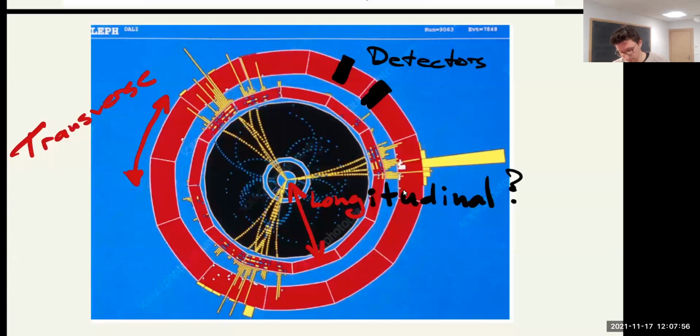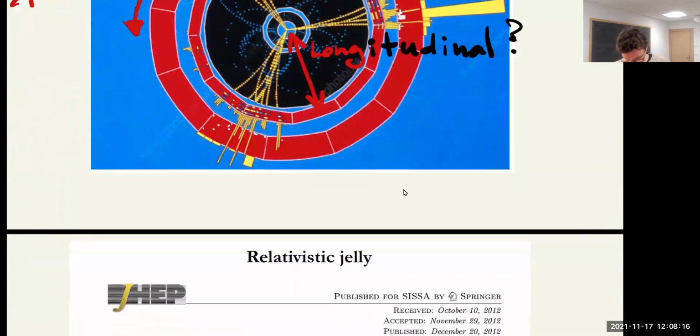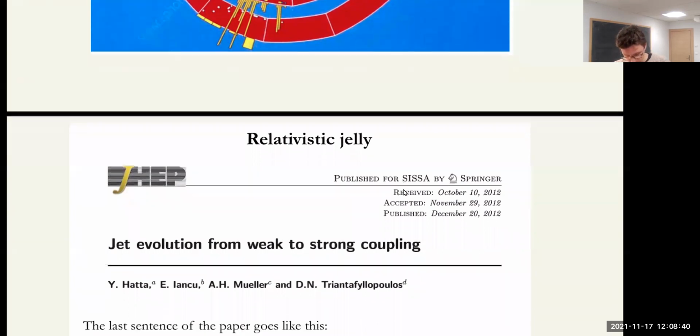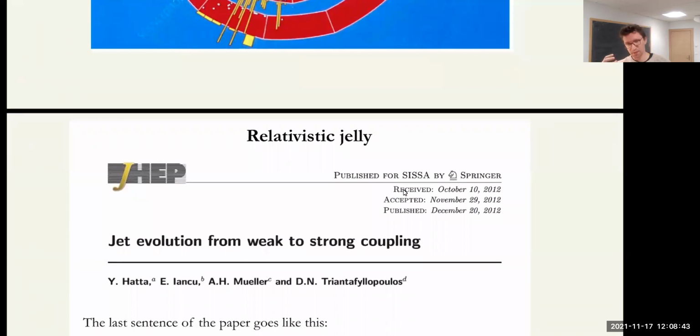And I guess from the practical point of view, it's not an easy question, but I think it's worth asking. Now, in fact, there were a few papers, not many maybe, and there was this paper by Hatta, Iancu, Mueller, and Triantafyllopoulos, where they studied jet evolution from weak to strong coupling in 2012. And they did ask precisely this question: what is the distribution of radiation, not only in space but in time as well? And they asked it by running some sort of deep inelastic scattering experiments.